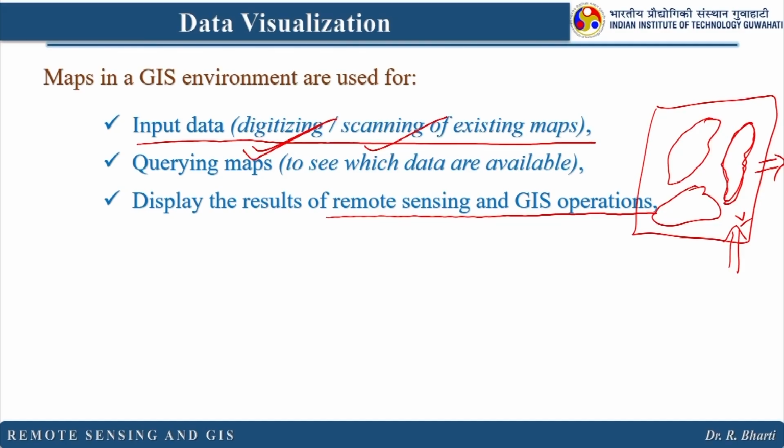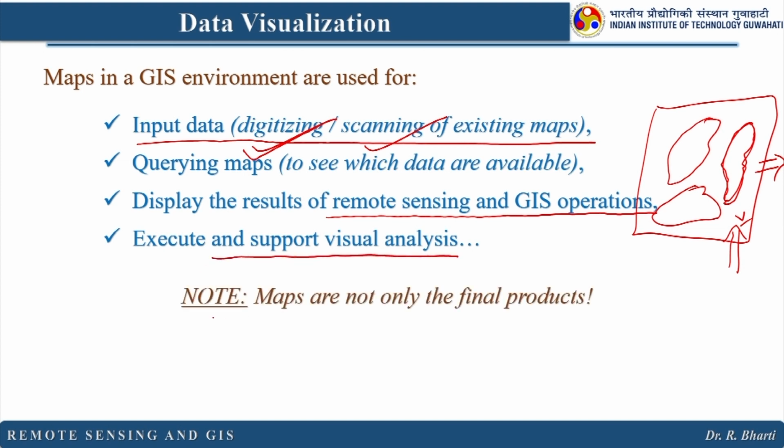Display the results of remote sensing and GIS operations. As I told you, all the maps generated using remote sensing data have to undergo these GIS processes, right. Execute and support visual analysis, and remember, maps are not the only final products; there are many other forms through which you can generate the result in a GIS environment, right. Now, let us see what the different characteristics of a map are.